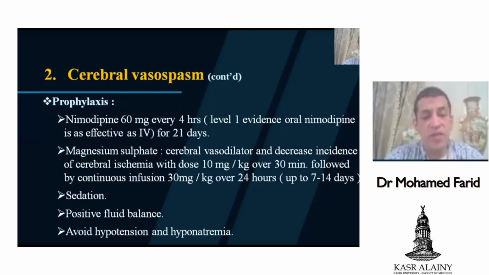Magnesium sulfate can also be used in prevention of cerebral vasospasm, as it is a cerebral vasodilator and decreases the incidence of cerebral ischemia, with a dose of 10 milligrams per kg over 30 minutes, followed by continuous infusion of 30 milligrams per kg over 24 hours, up to 7 to 14 days.